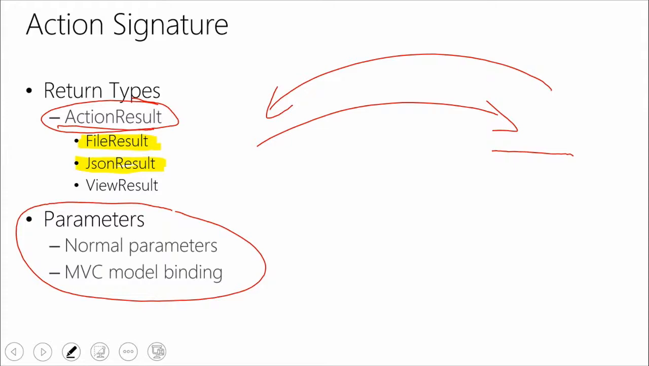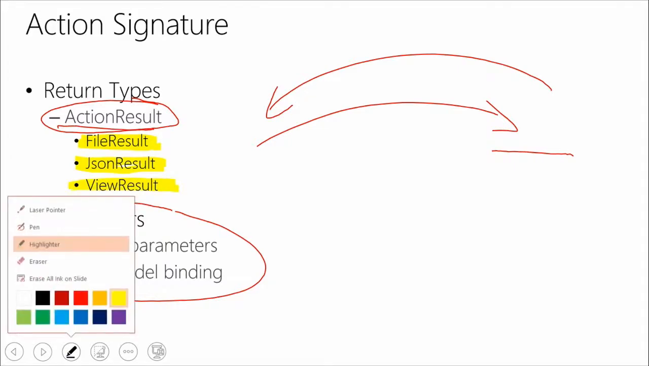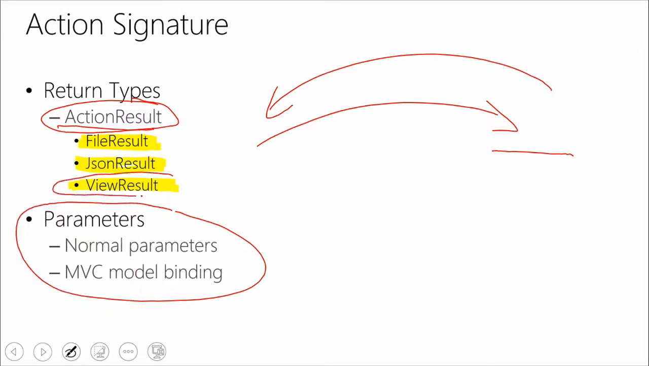And then finally, last but not least, is view result. And this is the biggest one, because view result is typically what you're going to be sending back, because view result is going to be, wait for it, a view. And 9 times out of 10, if not more often, that's what you're looking to send back, is some form of a view. Now, that's how the method signature is going to look.